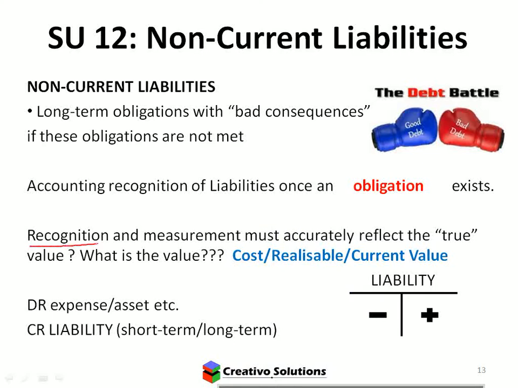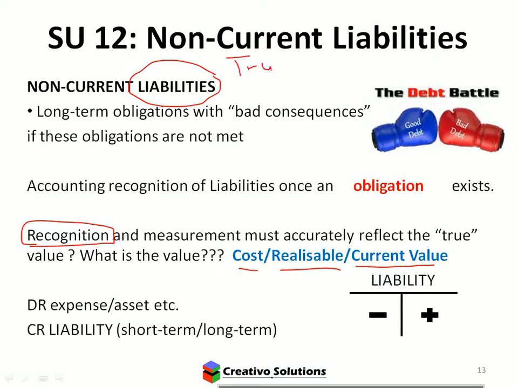When looking at the recognition or the measurement, if I look at a liability, I'm going to look at the current value or the balance outstanding or the cost or the realizable amount. That's what we're looking at, because it's the liability that is going to be paid off. That would apply to your trust creditors account.